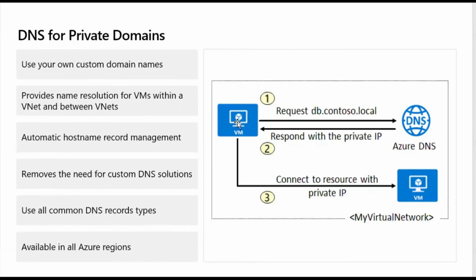You can see that these virtual machines request an IP address for these sites, and DNS servers respond with the private IP and connect to the resource with the VM in another network using this private IP. So basically, this one is db.contoso.local. Once you get the IP, this VM will be able to access that VM, which contains the database information.